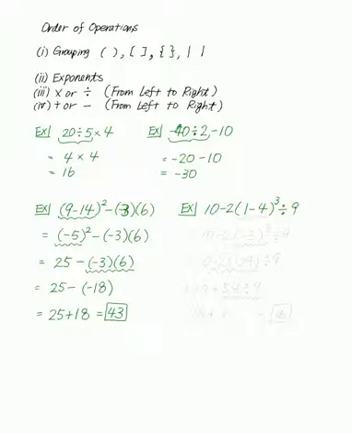All right, now again I'm going to start at the top, the grouping. I do have a set of parentheses, and there is something to do inside the parentheses. 1 minus 4 gives me the negative 3, so I'm going to rewrite everything. 10 minus 2 with a negative 3 inside, raised to the third power, divided by 9.